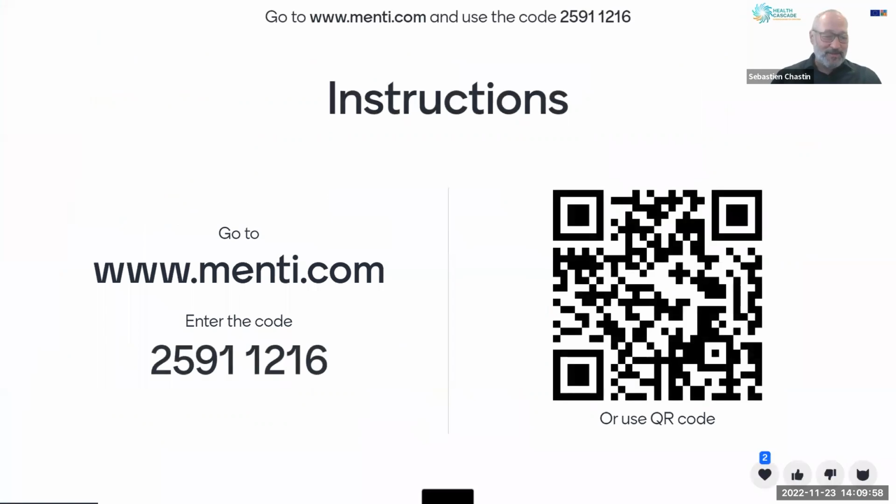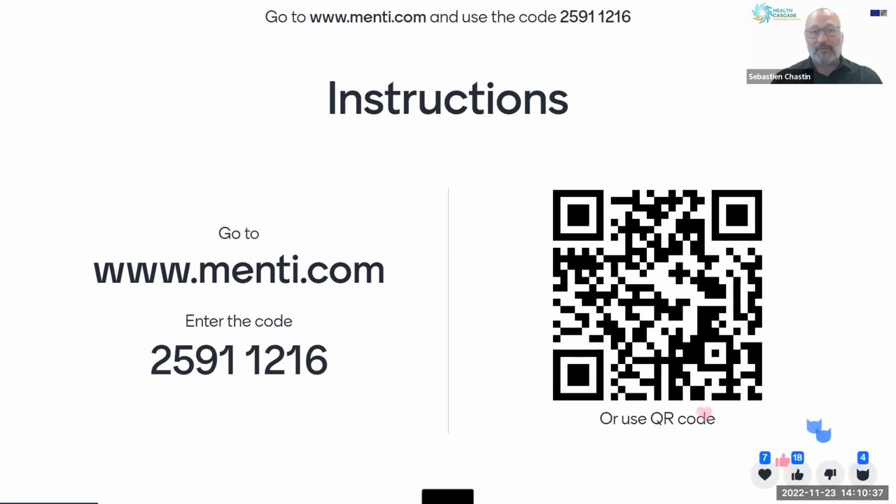But enough said about us. Let's get started with our interaction. Please grab your mobile phones or open a new browser window and join us on Menti. You can do that by scanning the QR code on the screen with your mobile phone, or using your browser to go to www.menti.com and enter the code 25911216.